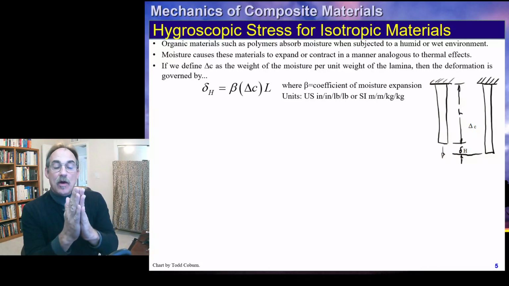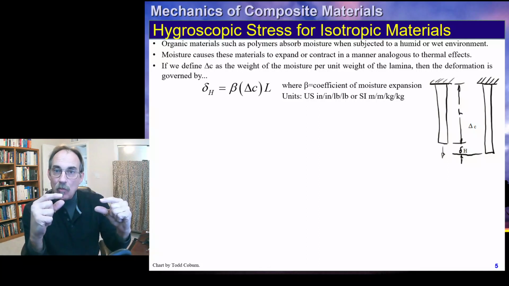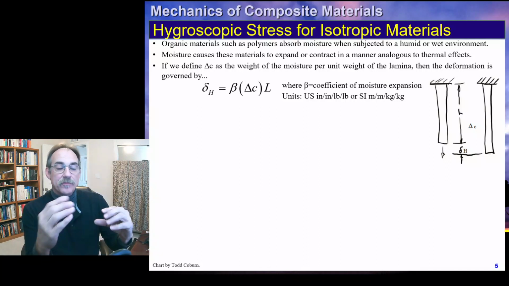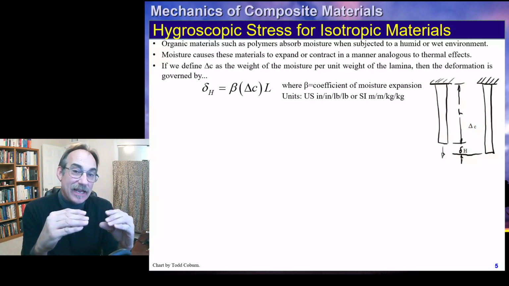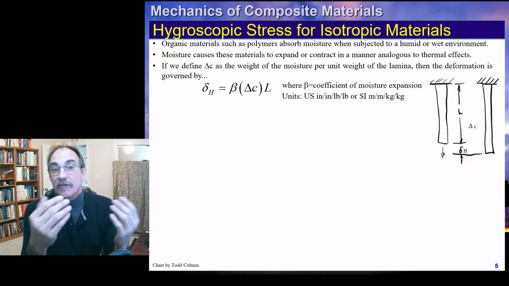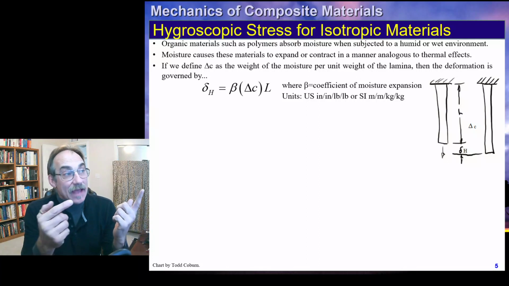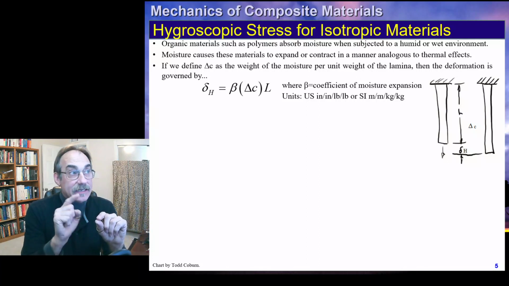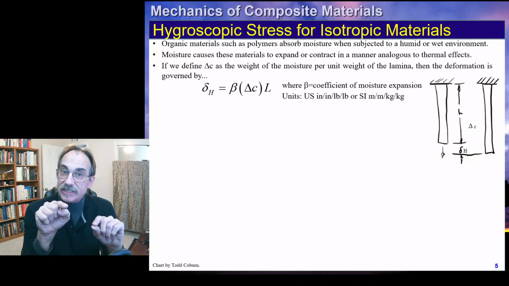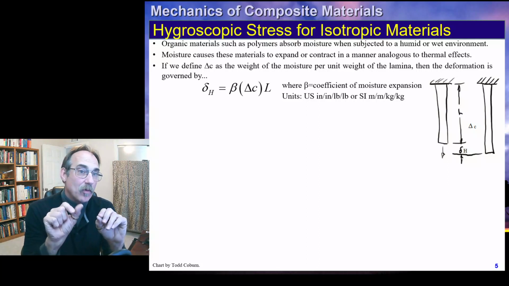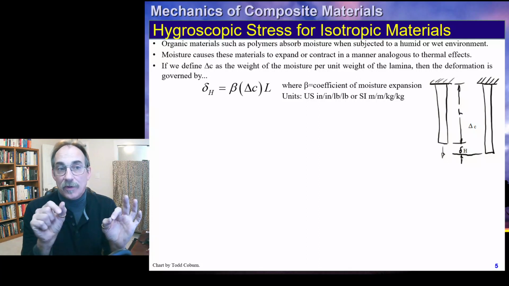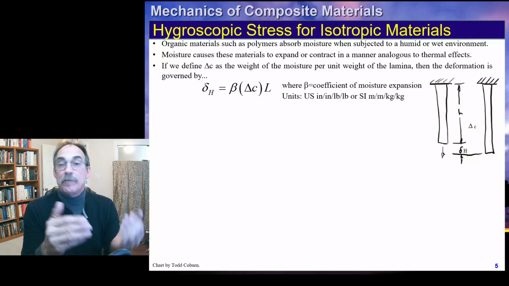That means if we go from dry foam when it's manufactured to being saturated in use at like 13%, that means the change in moisture content, the delta C, we're going to use a C for this variable for moisture concentration, would be written as 0.13. If it's 13% moisture, it'd be 0.13.